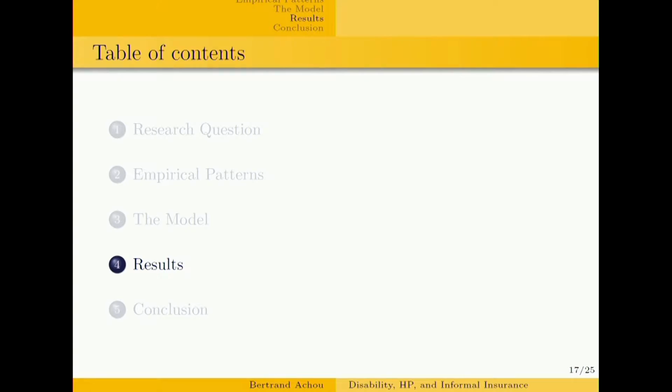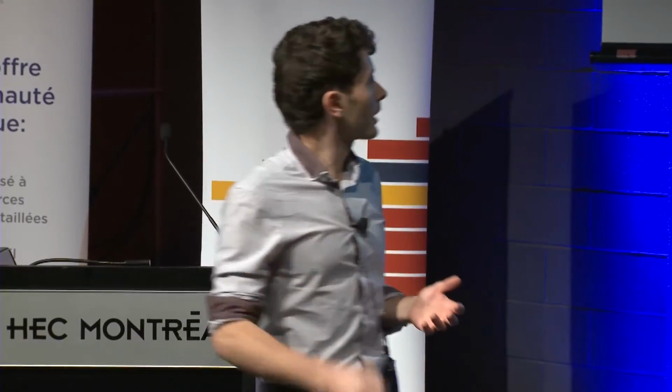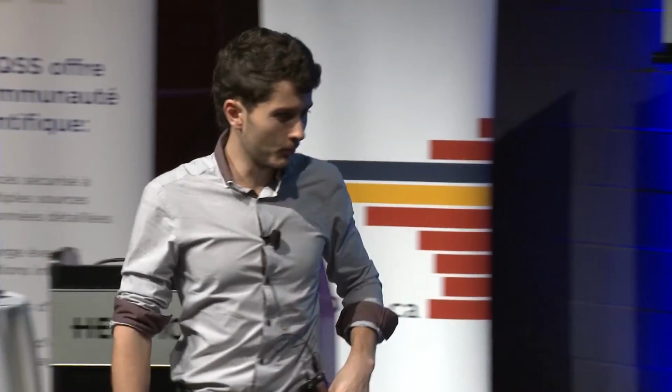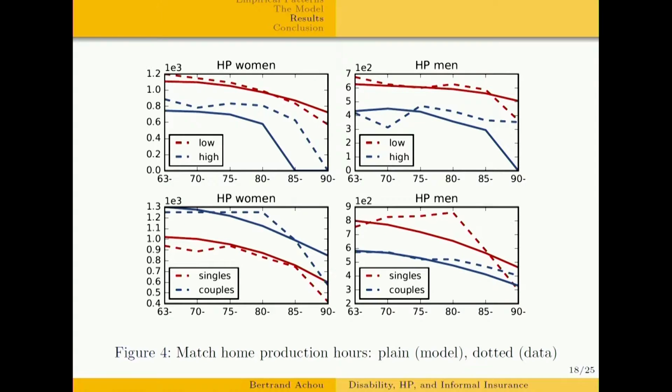So now let me go through some of the results and what I'm trying to replicate. Here, this is the way the model replicates the home production hours that you observe in the data. The plain lines are the model, and the dotted lines are the data. On the upper left panel, you observe hours of home production of women as a function of their age, and for different levels of disability. What you see is that the model can replicate the fact that hours of home production fall with disability and fall with age.